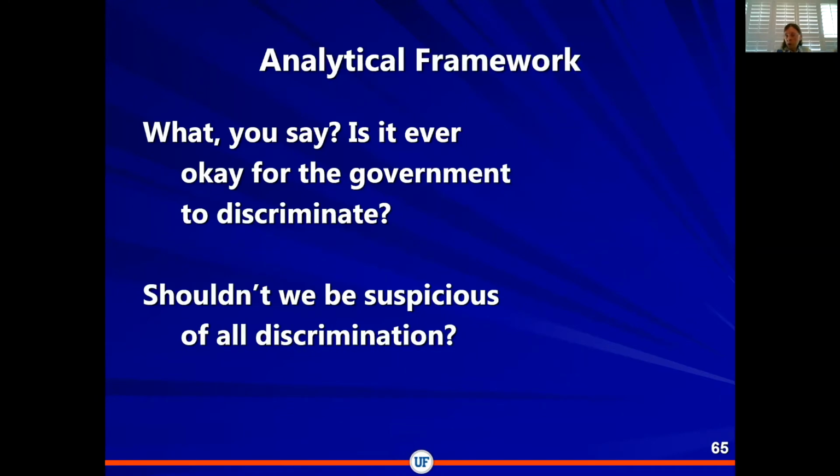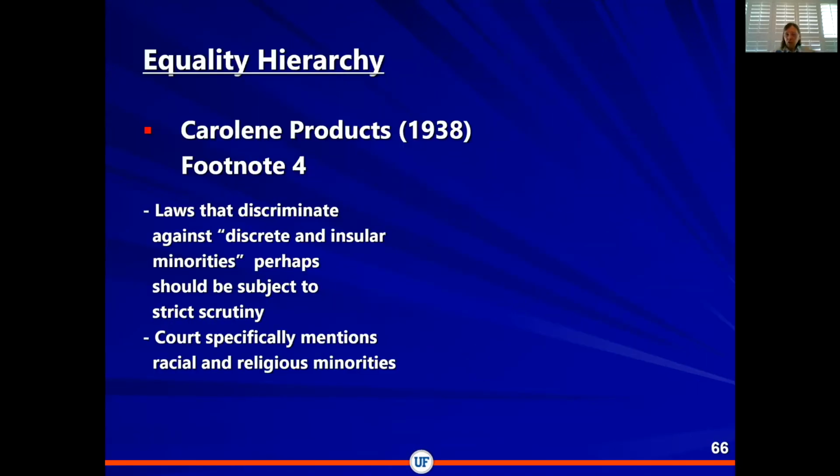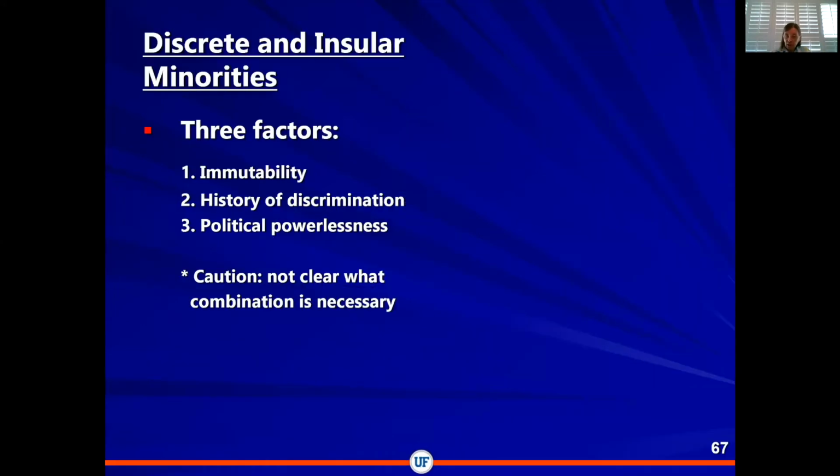Then we have to say, well, is it ever okay for the government to discriminate? Shouldn't we be suspicious of all discrimination, not just race? And the court says, well, good point. Here's that footnote 4 again, right? Laws that discriminate against discrete and insular minorities should be subject to strict scrutiny. And the court mentions racial and religious minorities. So the court is telling us that discriminating against religious and racial minorities is not acceptable, unless, we'll talk about that, the government can meet strict scrutiny.